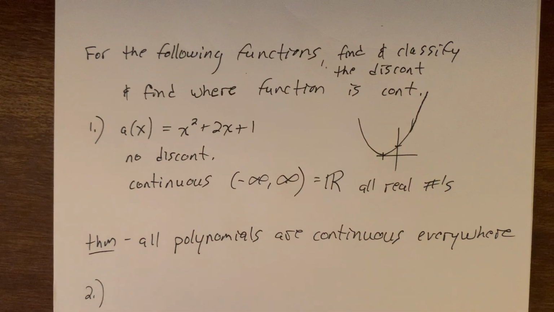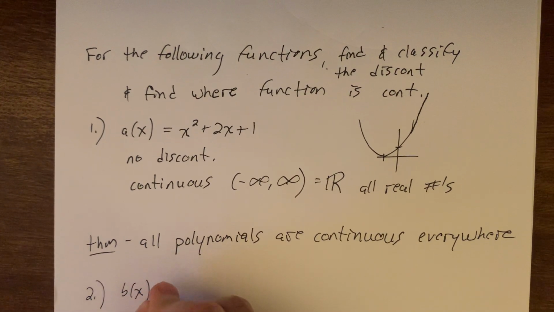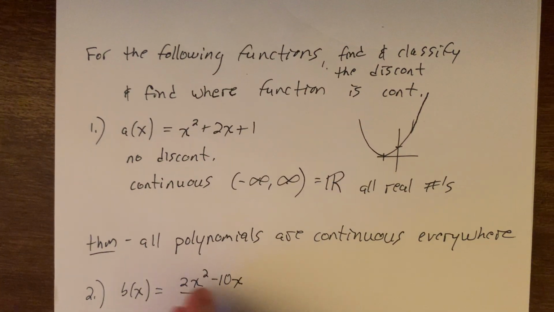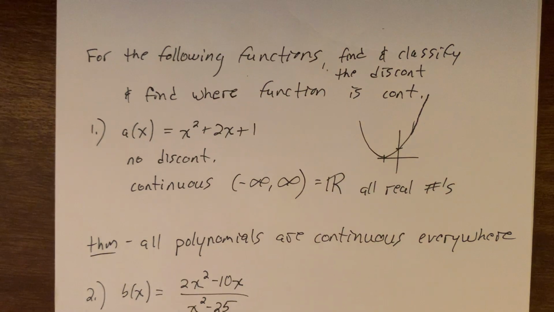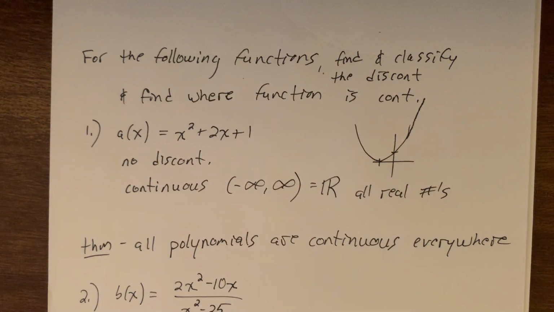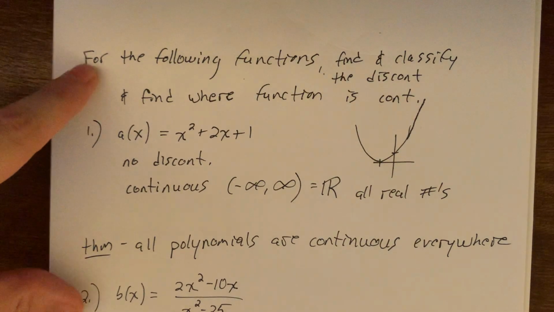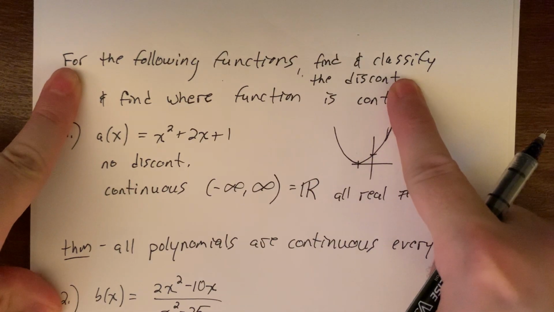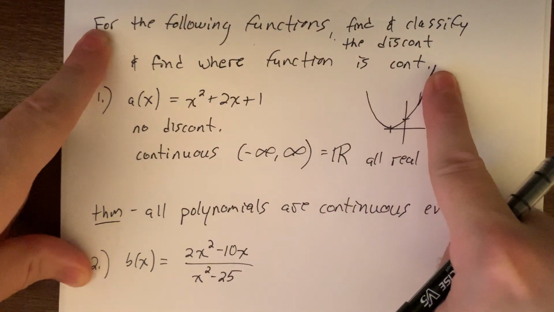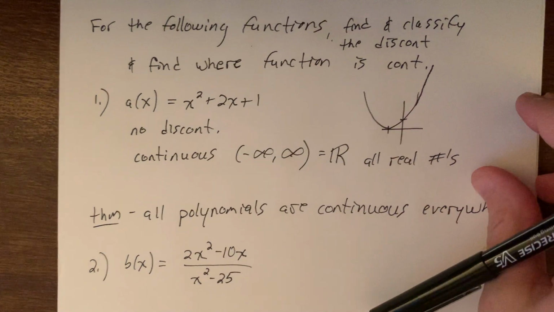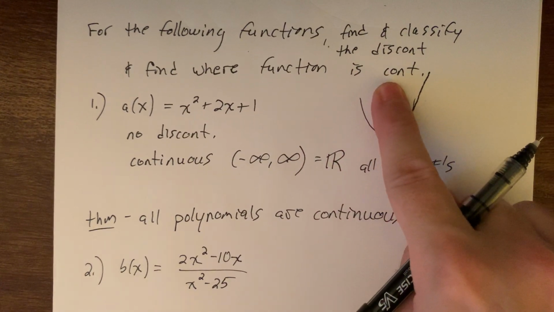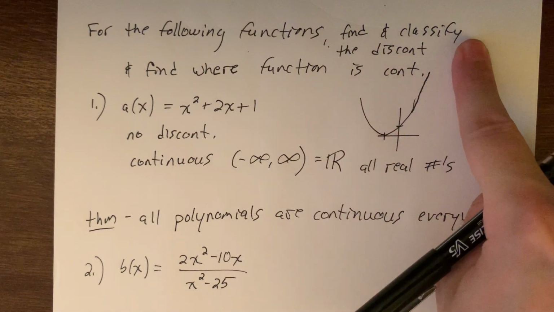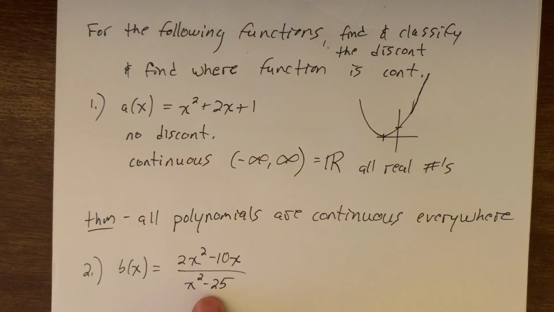Okay, so let's keep going. Number 2, let's look at b of x, and we'll look at 2x squared minus 10x all over x squared minus 25. Same question, everybody. Same directions. For this function, b of x, let's find and classify the discontinuities, and then where is the function continuous? And if I only asked you about where the function is continuous, well, you've got to find the discontinuities first. You don't have to classify them, but that's the only real good way to solve this.